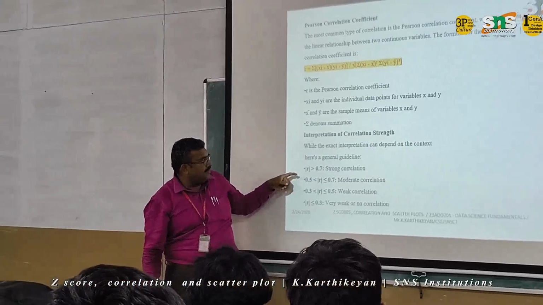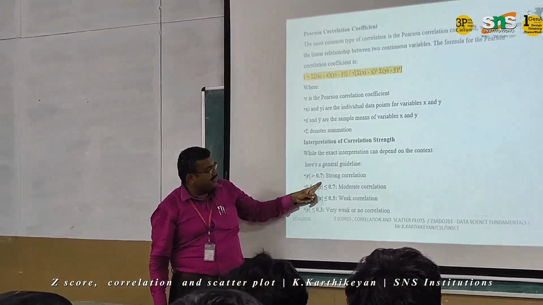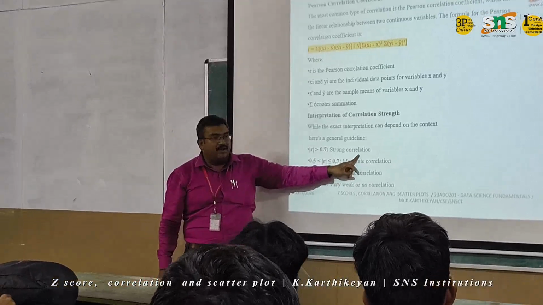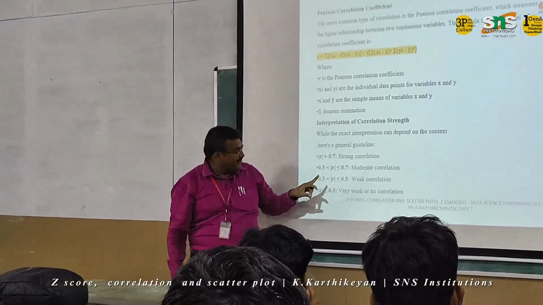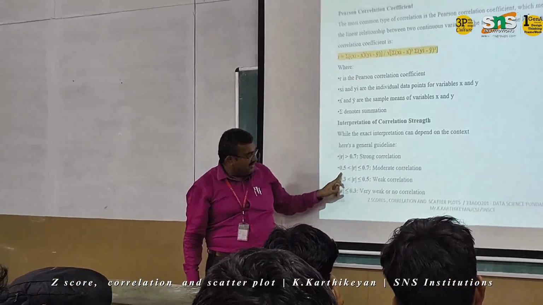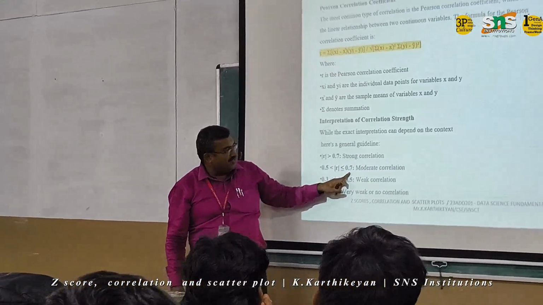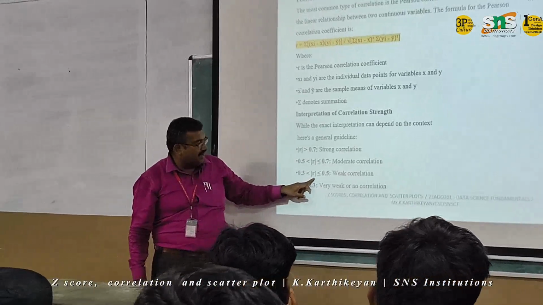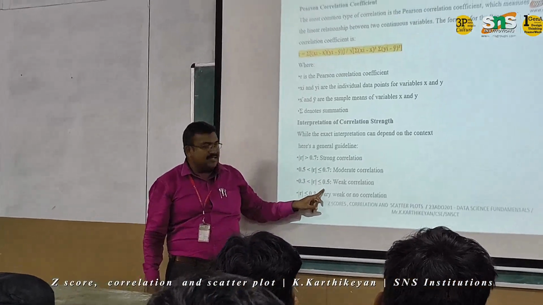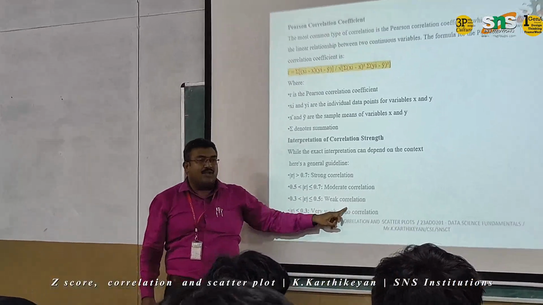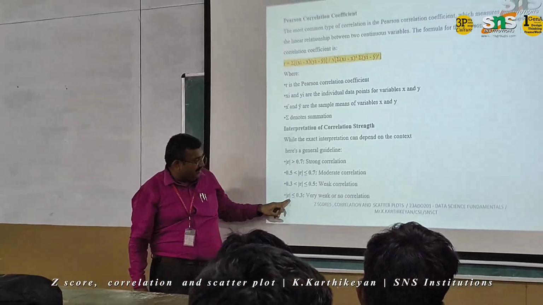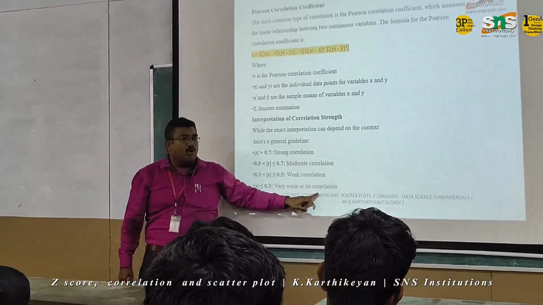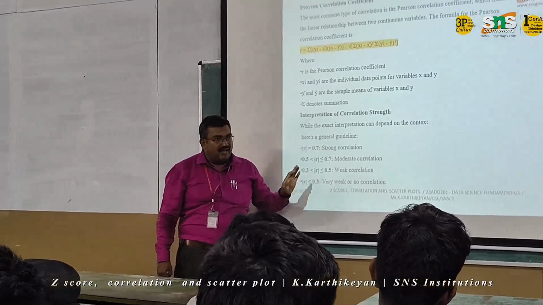Here, R greater than 0.7 is strong correlation. Between 0.5 and 0.7 is moderate correlation. Greater than 0.2 and less than or equal to 0.5 is weak correlation. Less than or equal to 0.3 is very weak or no correlation. This is the way to analyze your value.